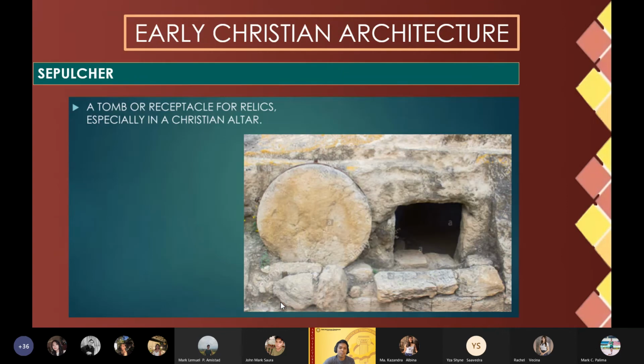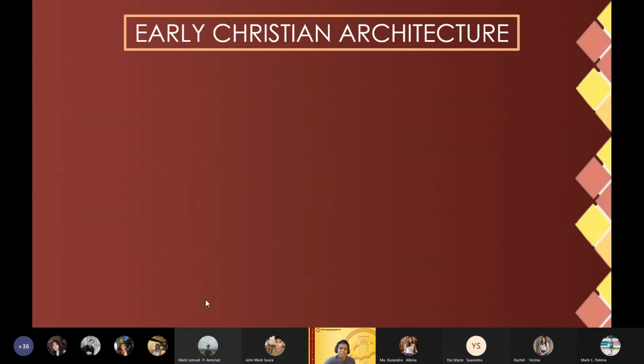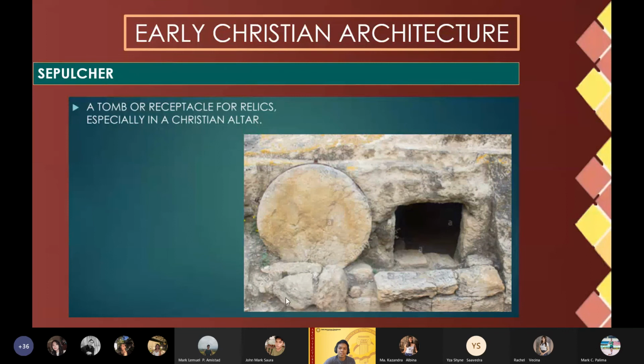Another term, sepulcher. A tomb or receptacle for relics, especially in a Christian altar. Ngadto nila ibutang ang mga relics. So again, the term is sepulcher.